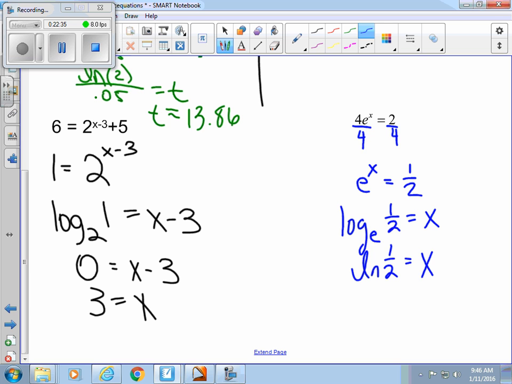For typing it in purposes, the natural log. Go faster. Because there's a button. Natural log button. You'll know where the natural log button is? Left hand side of your calculator. See that LN? Any questions about that one?